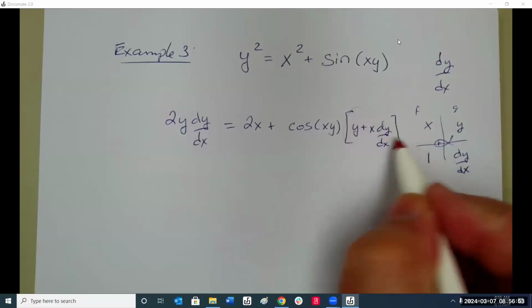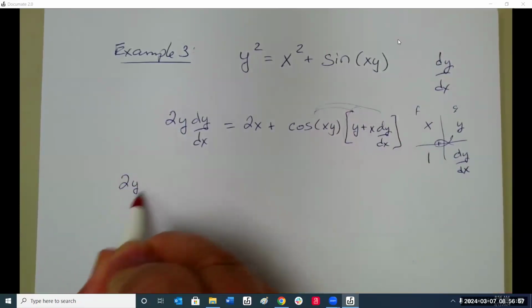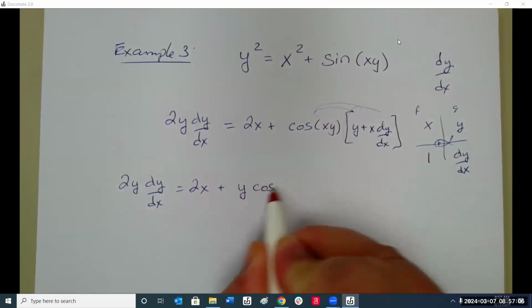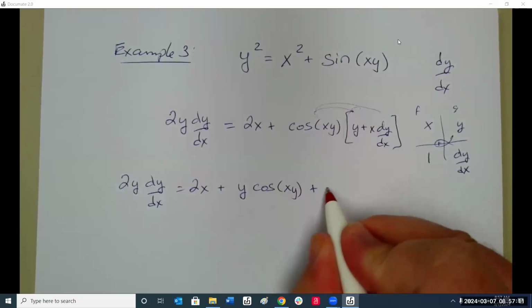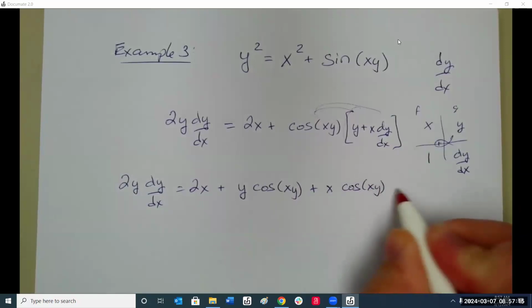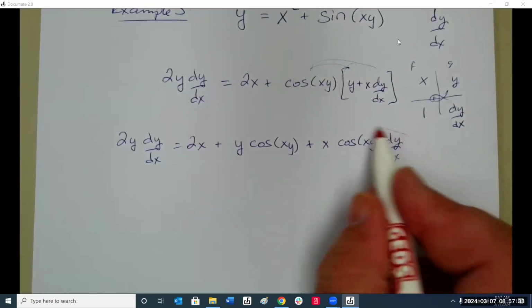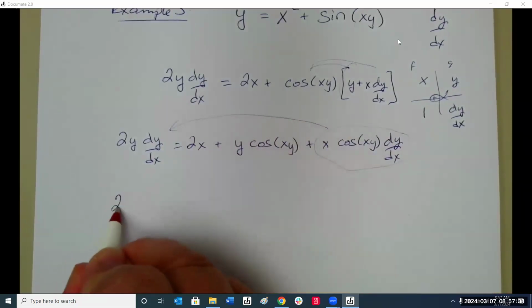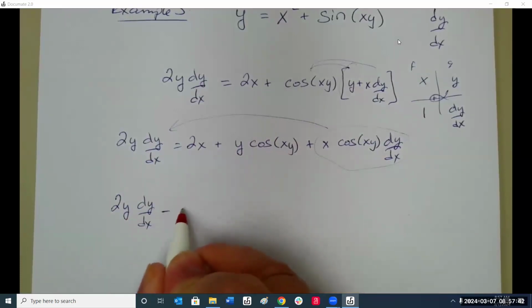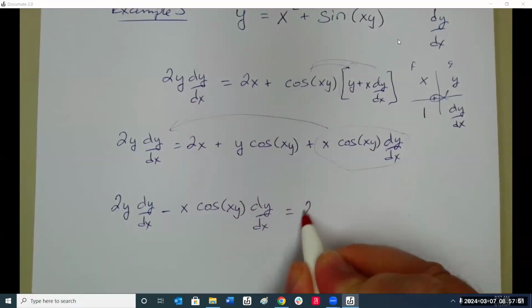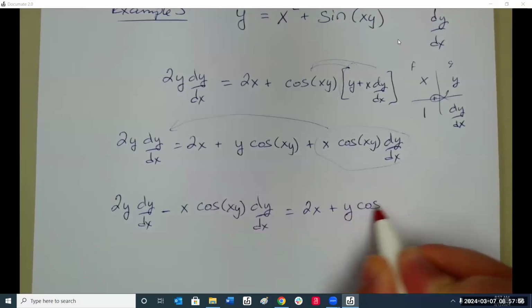Now, because we have this in parentheses, we distribute it to get rid of it. So we have 2y dy/dx, we have y cosine xy plus x cosine xy dy/dx. Then what? Next step. Yeah, move the x cosine one to the other side. So we have 2y dy/dx minus x cosine xy dy/dx equals 2x plus y cosine xy.